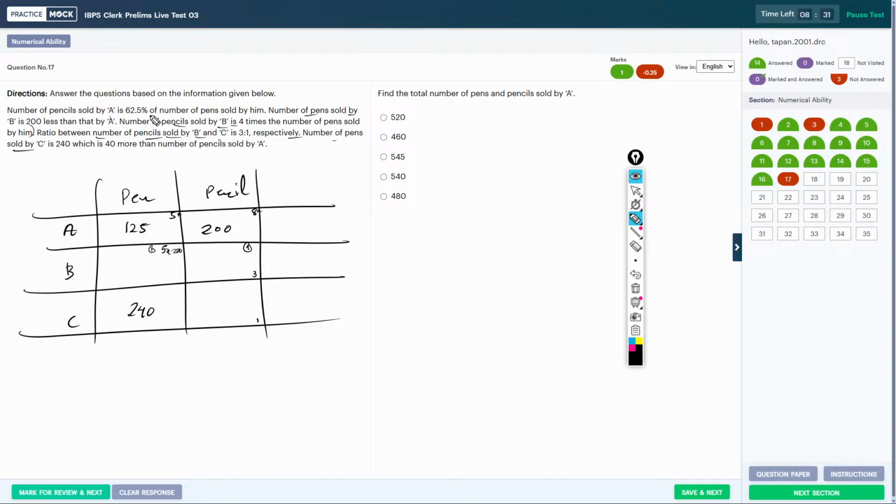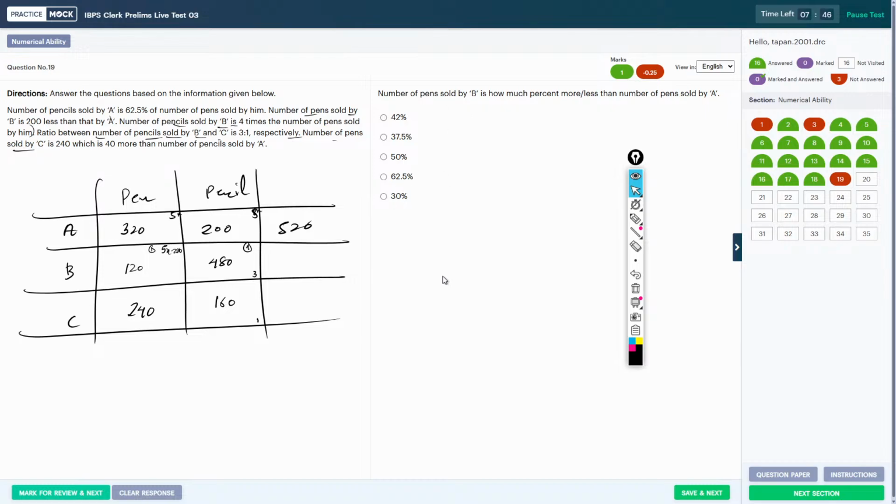And number of pencils sold by A is, okay, pencils is 5. So 40 times 5 is 480, and 200 less is going to be 120. But 4 times this is 480. If this is 3, this is 1. So 160. Total number of pen and pencil by A is 520. Ratio between the pens and pencils sold by C is 3 to 2.